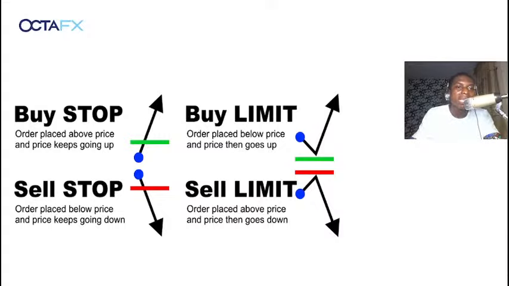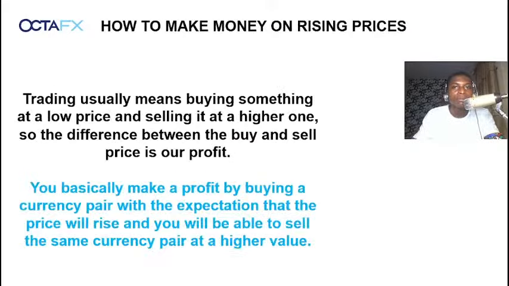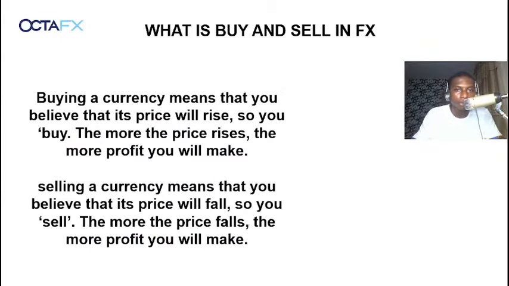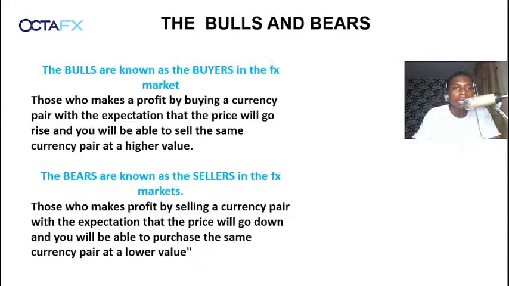I've explained to you that a buy stop is an order that you place above the current market price, and price keeps going up. Your buy limit is an order that you place below the current market price, and price keeps going up. Now your sell stop is an order that you place below the current market price, and the price keeps going down. And your sell limit is an order that you place above the current market price, and your price keeps going down, right? So everything I've explained in our short practical session. Now let's talk about the bull and the bear.